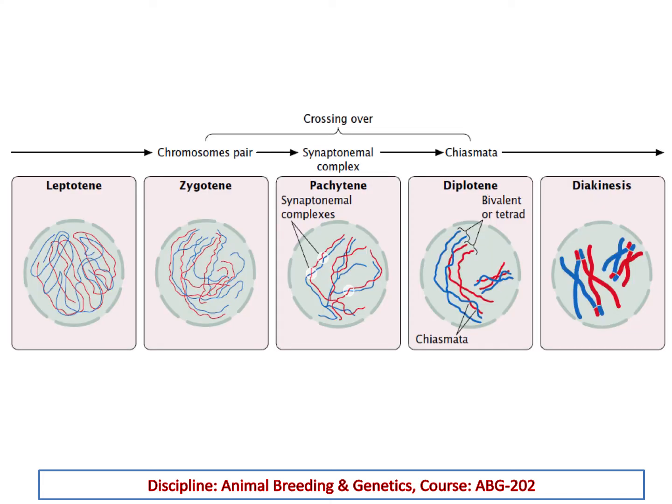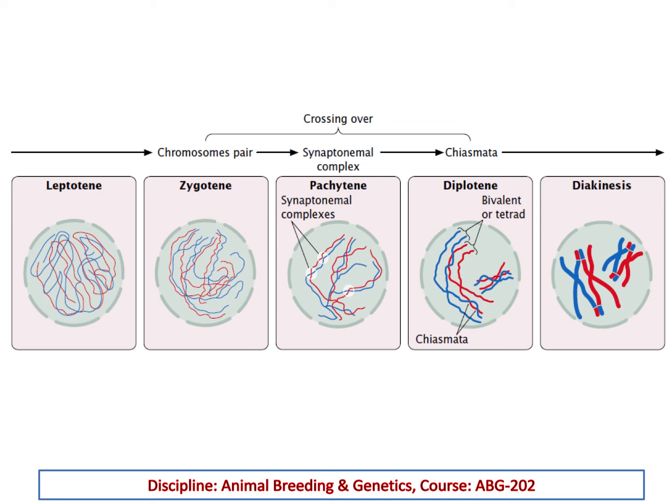So here you can see leptotene, zygotene, pachytene, diplotene, and diakinesis. So these are the stages. In leptotene, you can see the chromosomes are more disorganized. In zygotene, they are more organized. Then the synaptonemal complexes are formed. You can see them in white in the pachytene stage.